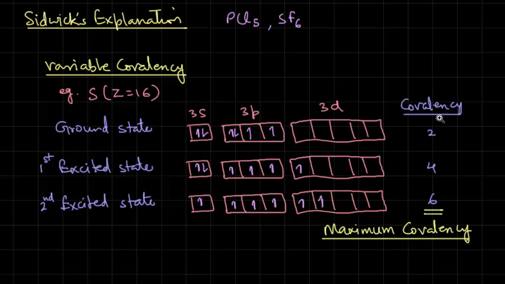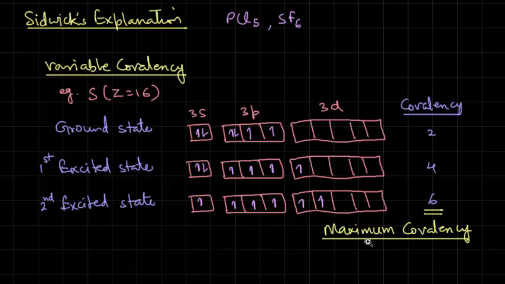Covalency is how many electrons it can share. So it can share 2 electrons. So in ground state, it has only 2 covalency. But when one of the electrons gets excited from this 3p, in order to achieve some stability of half-filled orbitals, this electron will jump to the 3d shell. So now its valency is 4. One more can jump here and now its valency is 6.